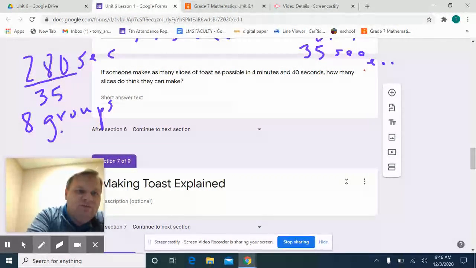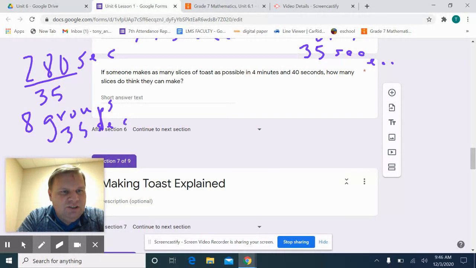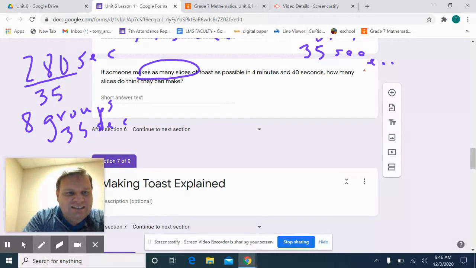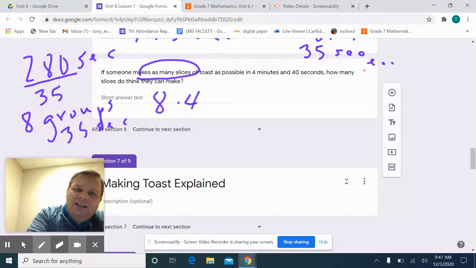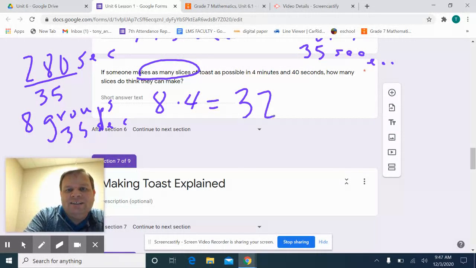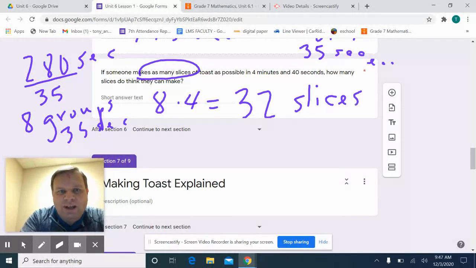of 35 seconds. Well, how many pieces of toast can we make in each group? There's 4, and since it says we want as many slices as possible, we want to make sure that all 4 of those are filled up. So to solve this one, we've got those 8 groups, and then we have to have 4 slices in each group. So in that amount of time, they can make 32 slices of bread because 8 times 4 is 32.